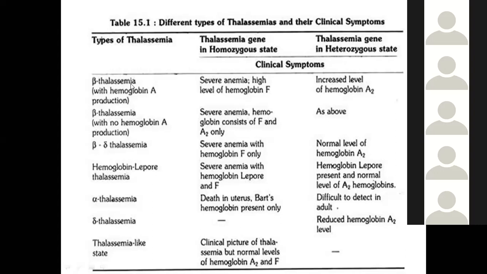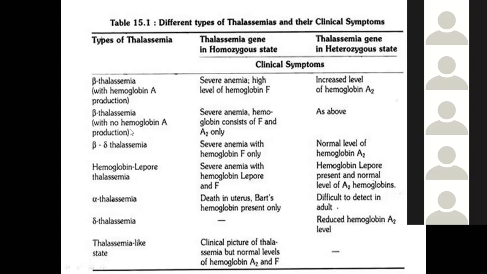All right. Beta thalassemia gene, it is homozygous. Okay, homozygous state coming from both the parents. What happens? Anemia severe and high level of hemoglobin F. Increased level of hemoglobin A2 in case of thalassemia gene having heterozygous state.